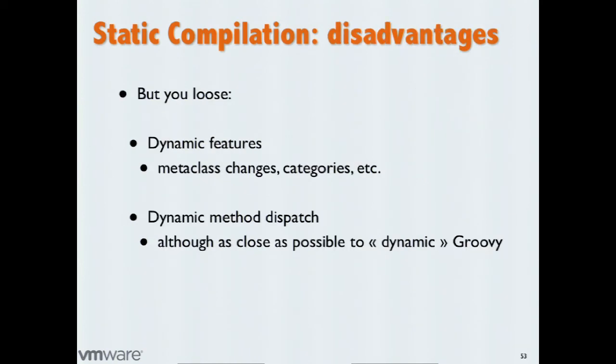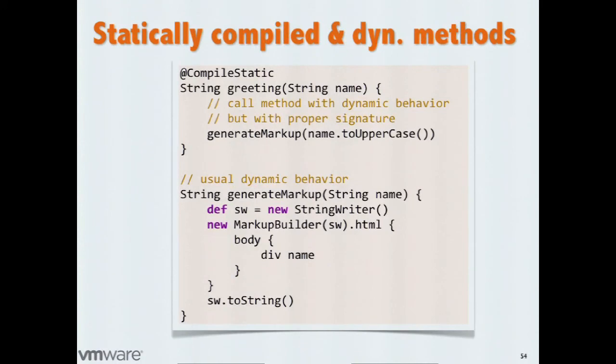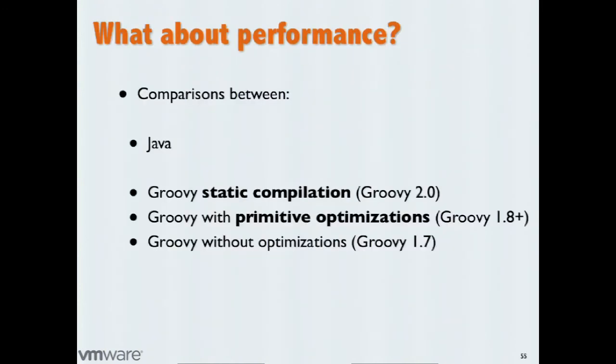And in that case, just like when you use static type checking, you lose the dynamic features and dynamic method dispatch, but you gain some nice performance. Like the previous example with TypeChecked, you can statically compile certain methods, and for example, when you want to use a Groovy builder, which is a dynamic feature, you don't compile that part statically. So you can mix and match statically compiled code and dynamic code with dynamic dispatch. So what about performance?